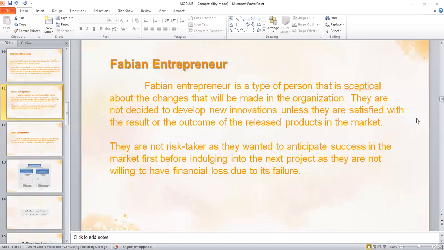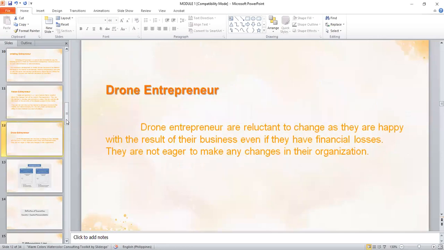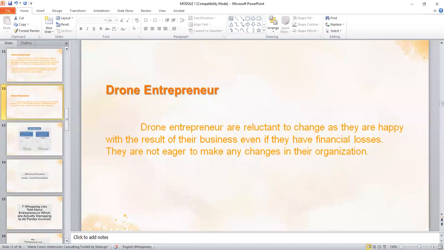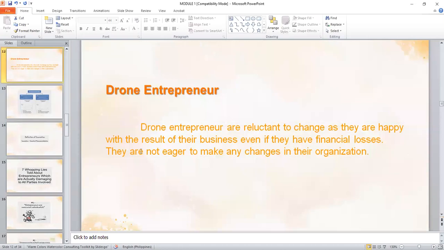The Fabian entrepreneur. Now, the last type, the drone. Does this have something to do with the drone helicopters, the ones that take pictures? Let's see. Can I ask Arnica to read?